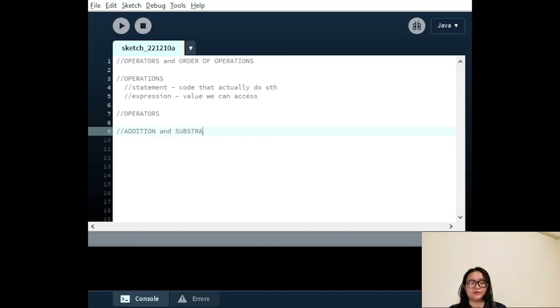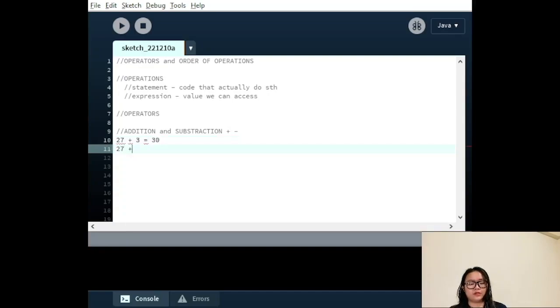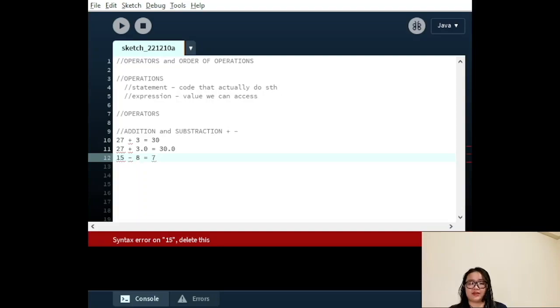Addition and subtraction. Starting with addition and subtraction, these two operators are usually straightforward. With ints and floats, we have normal addition and subtraction. 27 plus 3 equals 30. 27 plus 3.0 is equal to 30.0. 15 minus 8 is equal to 7, but 15.0 minus 8 is equal to 7.0.